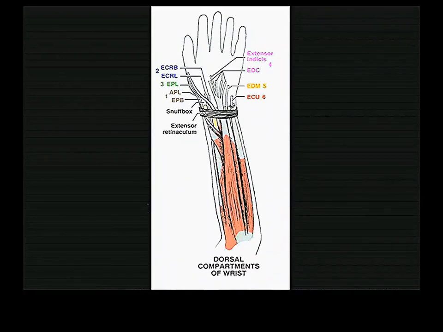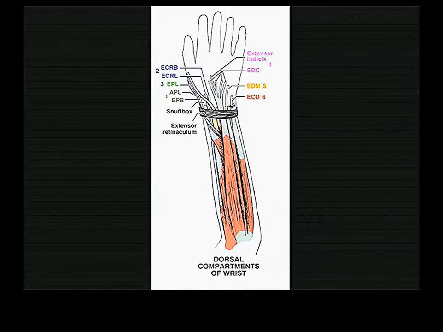And septa pass from that extensor retinaculum down to these bones and divide them. The orthopedists are very keen about this. Divide this passageway into 6 compartments. They're called the 6 extensor compartments of the wrist.